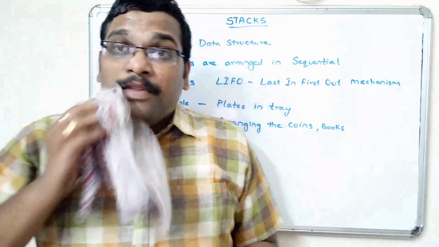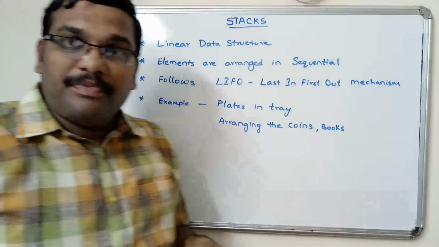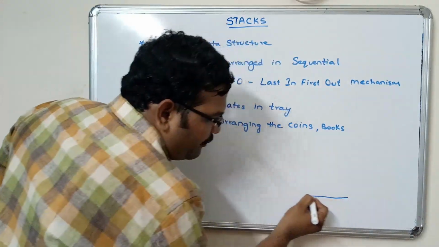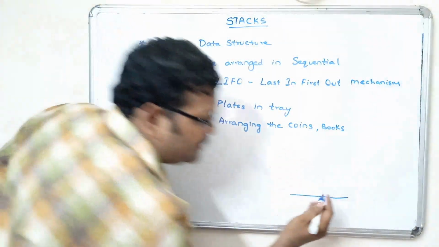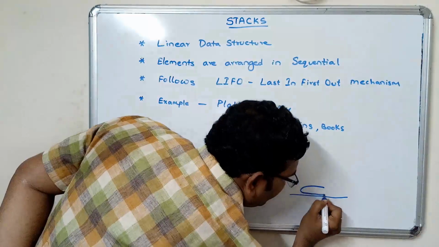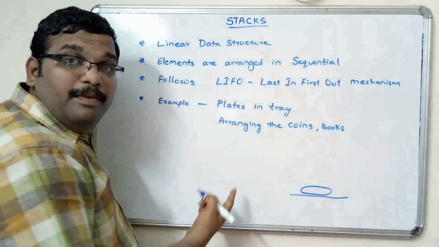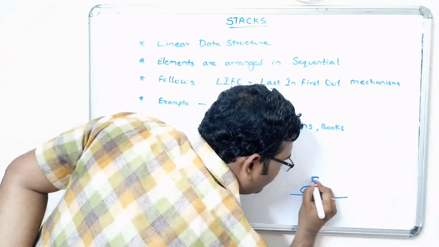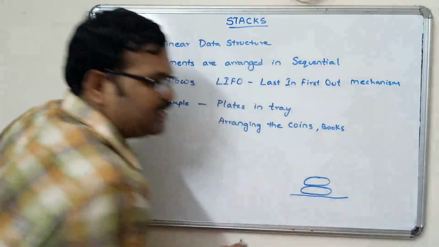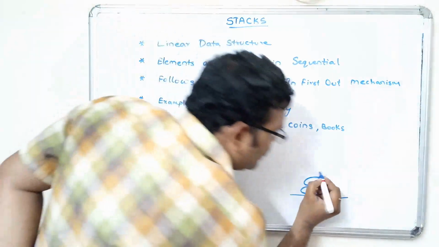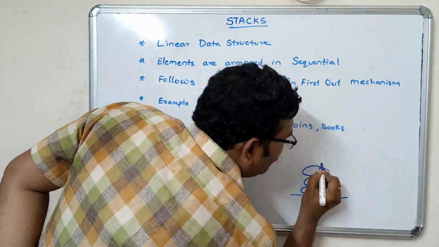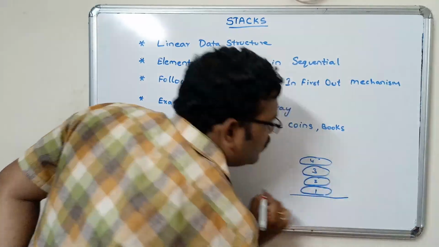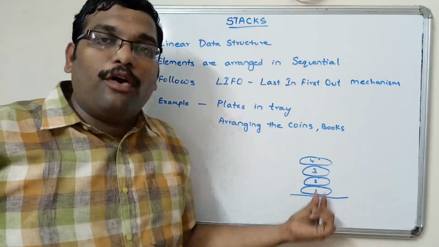So consider these plates. If you consider a tray and start inserting the plates, the first plate will be here, and the second plate will be placed above the first plate. Third plate will be inserted here. Fourth plate will be inserted here. 1, 2, 3 and 4. Now a tray consists of 4 plates.